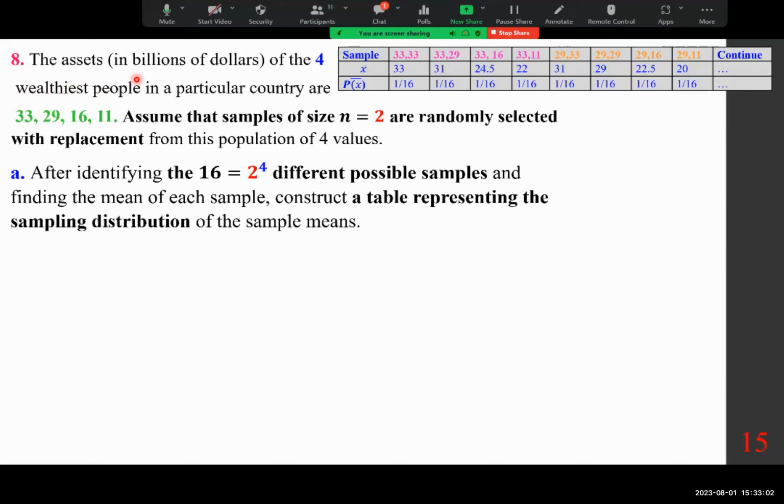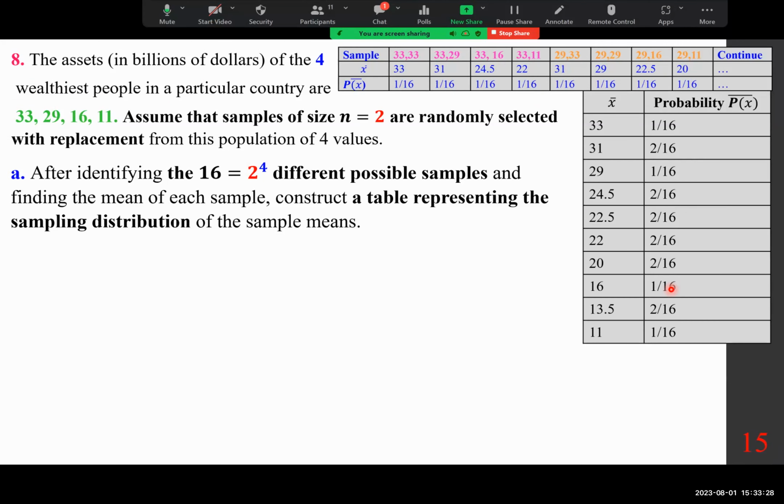29 goes with 16. 29 goes with 11, and so this is 4, this is 8, and there are 8 more. I didn't have room for that, but I hope if you pay attention to this, you can figure out the rest of it. So that's how it works. Each one has a probability of 1 out of 16. But I'm going to go with the column and show you how it's going to change.